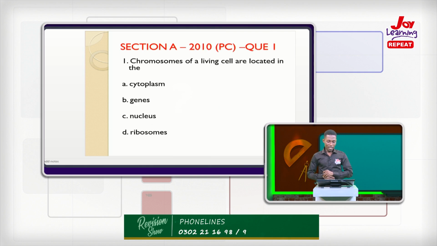Okay, sir. Now on your screen, it's another question, from 2010, private candidate, what we call the NOVDEC, question 1. Chromosomes of a living cell are located in: A, cytoplasm, B, genes, C, nucleus, and D, ribosomes.